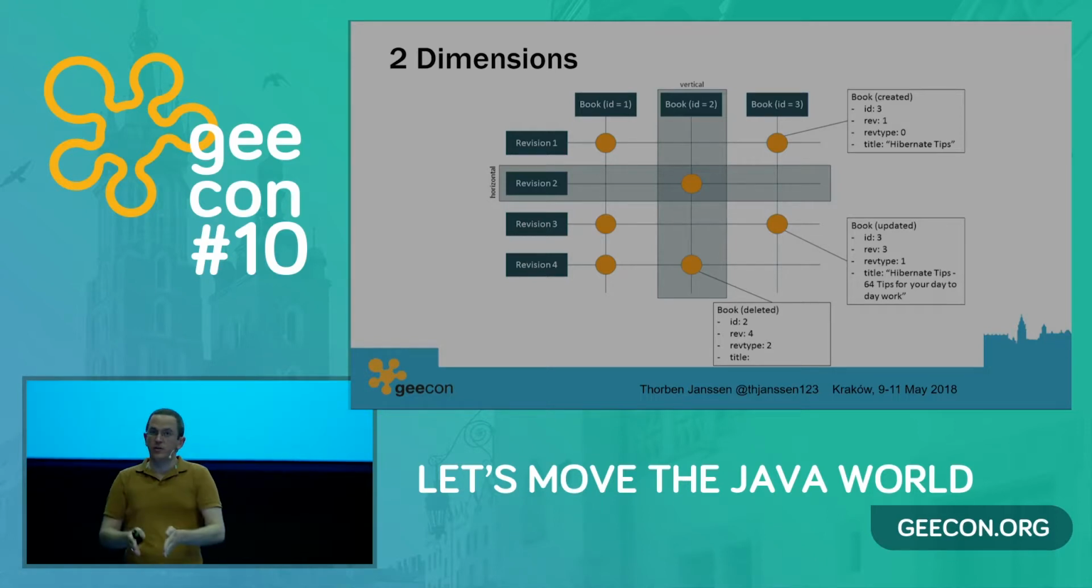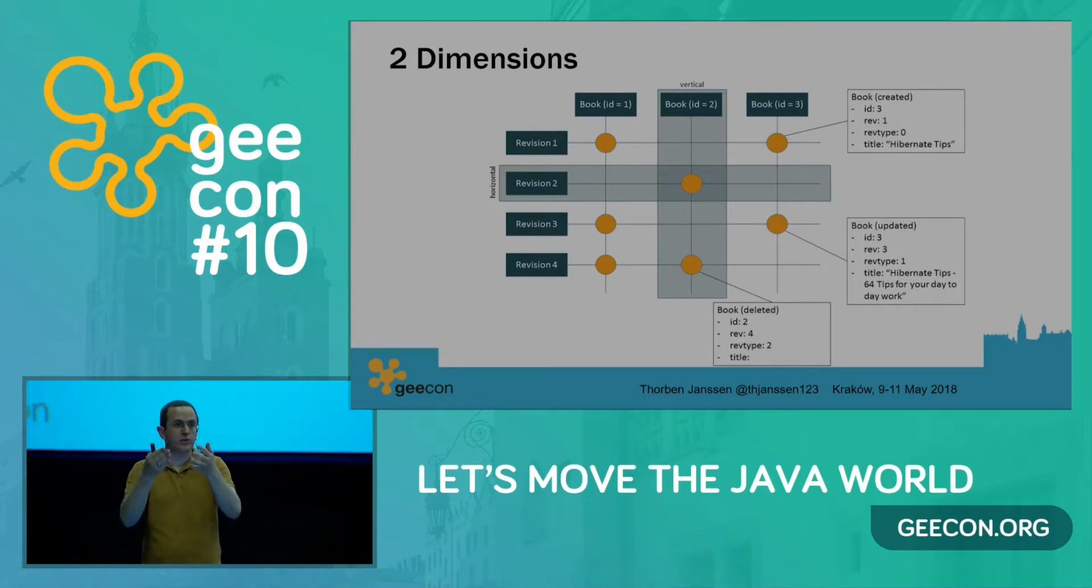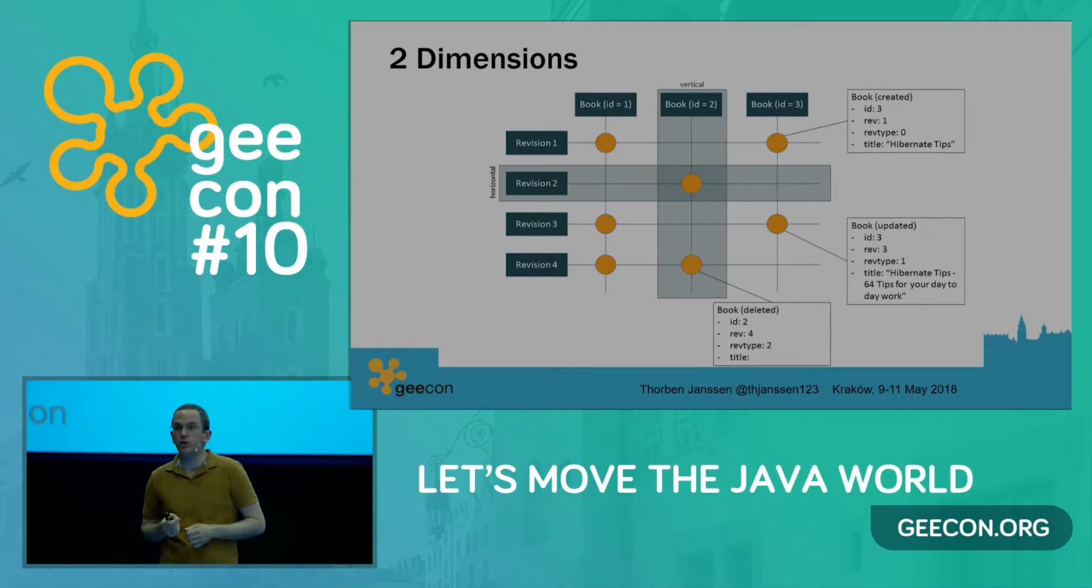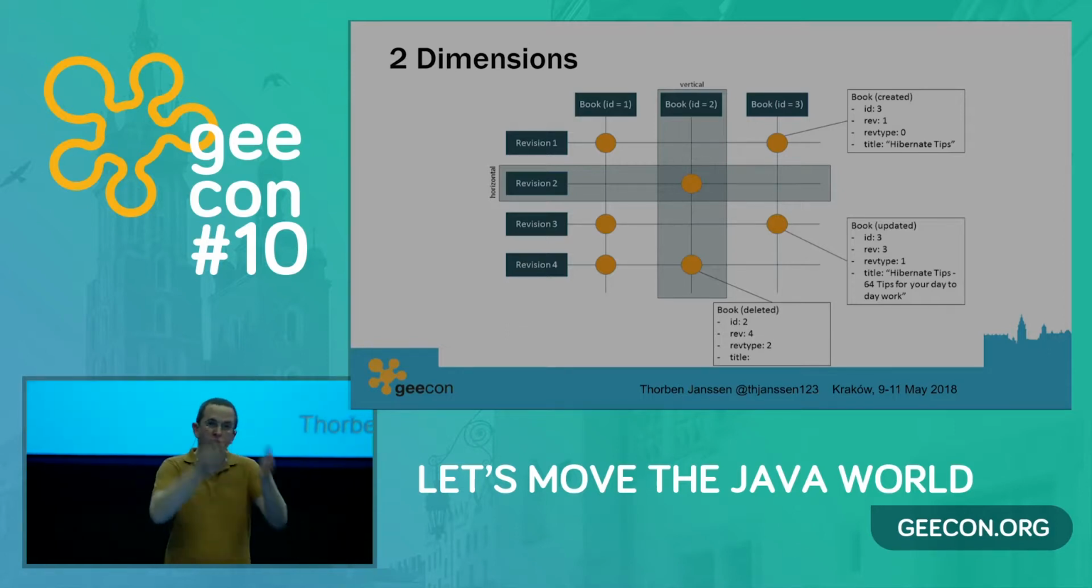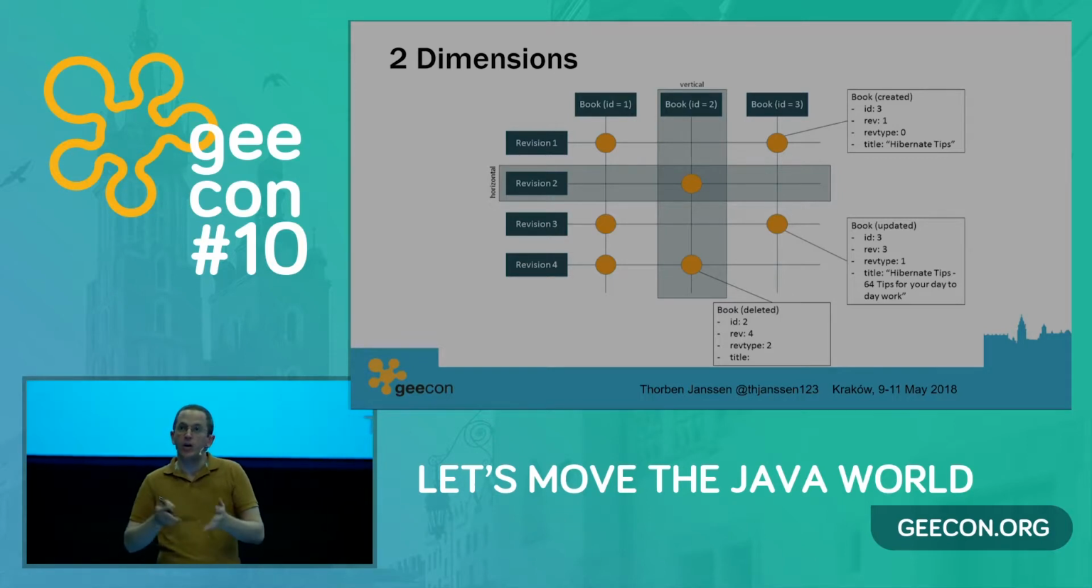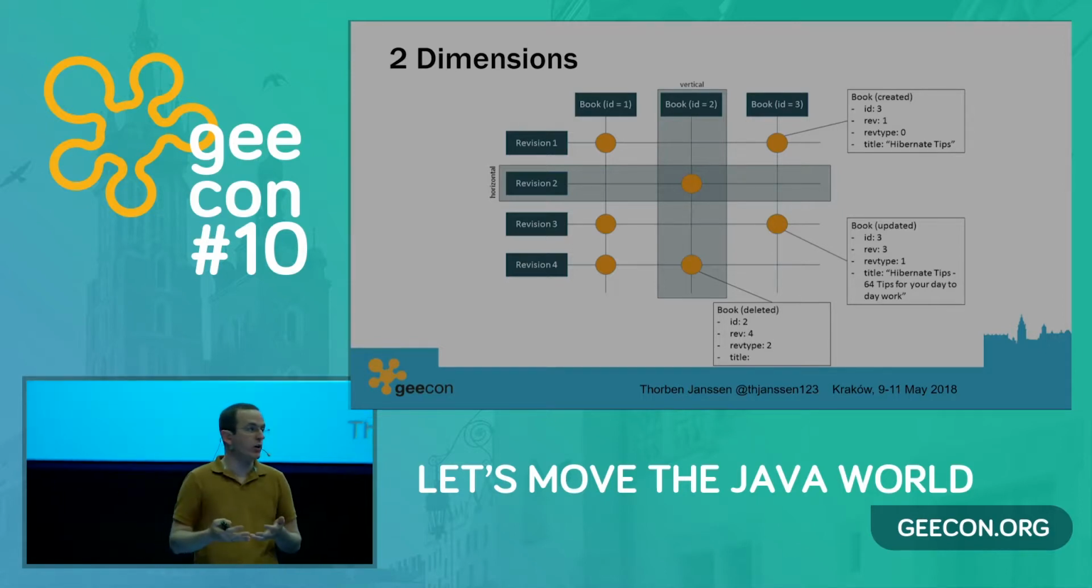And we have 2 ways to look at it. Either vertical, which means we take a look at a specific record, in this case the book with the ID 2, and see how it changed over time, or the horizontal view, where we take a look at the database content that was valid at a specific point in time. So the vertical view is something that our customer care user can, for example, use to see the history of a customer and what changed on that record.